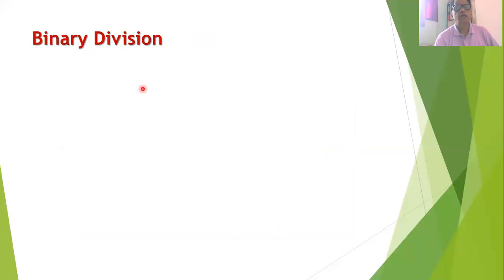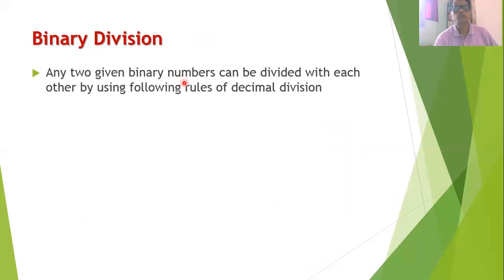Now we will go for the last operation, and this is called binary division. Suppose we have been given two binary numbers and we want to divide them. Now you will find that in the case of binary division, there is no separate rule. You need to obey the same rule and procedure as for decimal numbers.